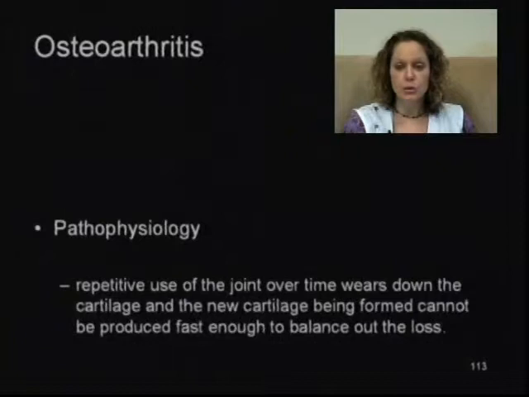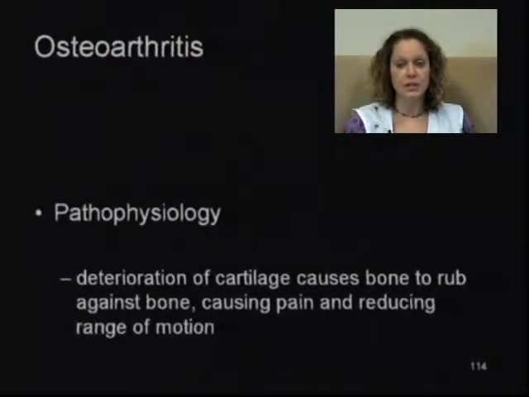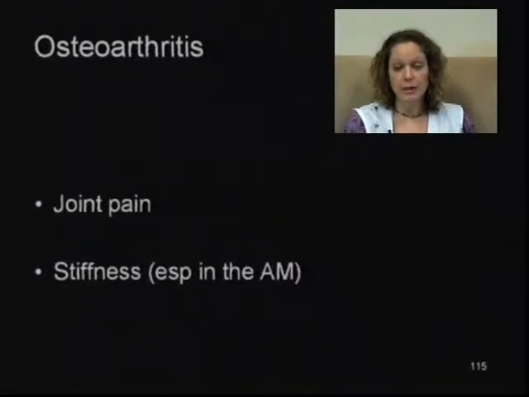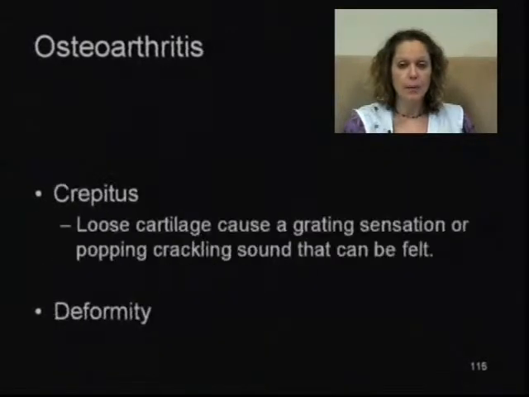So the repetitive use of the joint over time wears down the cartilage, and the new cartilage being formed cannot be produced fast enough to balance out the loss. So deterioration of cartilage causes the bone to rub against bone, and this can cause pain and reduce range of motion. So joint pain is one of the symptoms of osteoarthritis, and so is stiffness. Patients can complain of stiffness, especially in the morning. And crepitus is another sign.